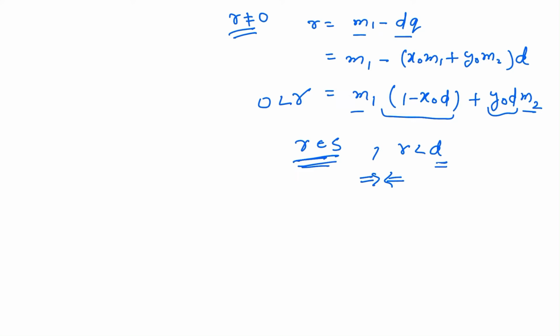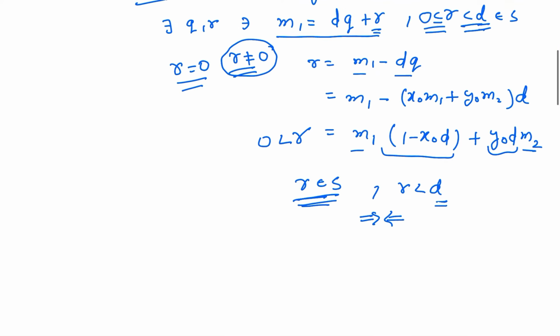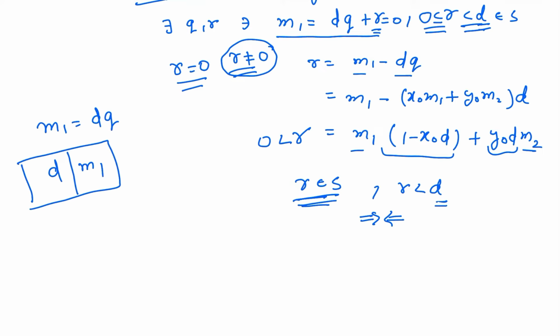That means R is not equal to 0, that we have considered, is not true. That means R is equal to 0. If R is 0, then M1 is equal to D into Q. That means D divides M1. Similarly, D divides M2. Same process we can follow for M2.